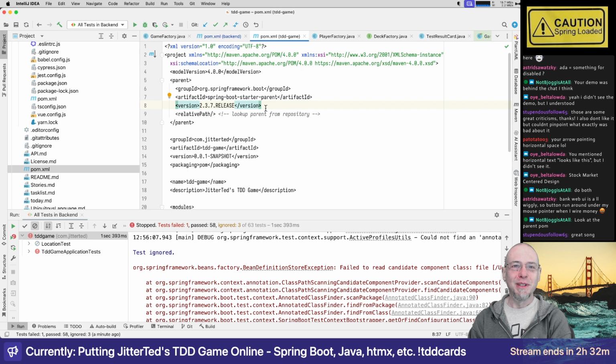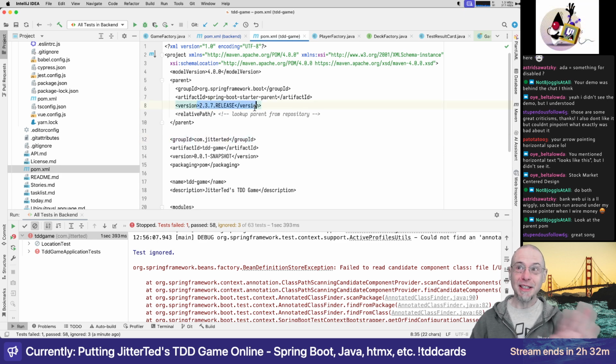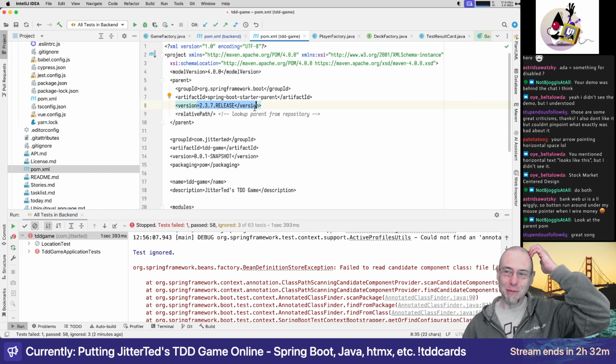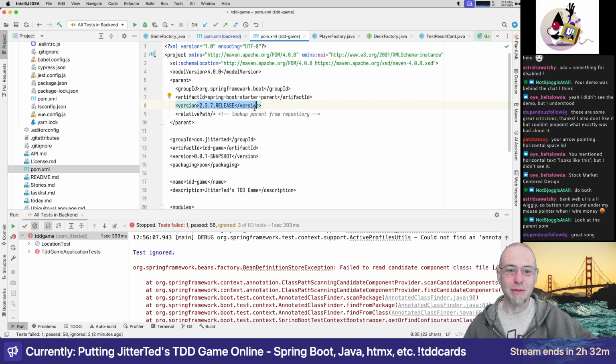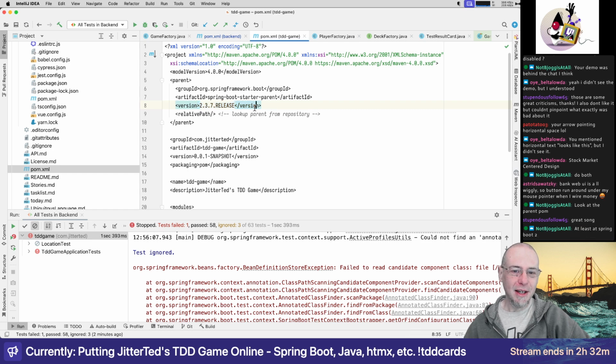Astra says the bank web UI is a little wiggly, so a button runs around. And remember, when stuff moves after you click it or while you're trying to click something, it's just terrible. So not too bad. At least we're at a not terribly old version of 2. It's certainly no longer supported, and it's not even 2.7, but 2.3 is not too bad.